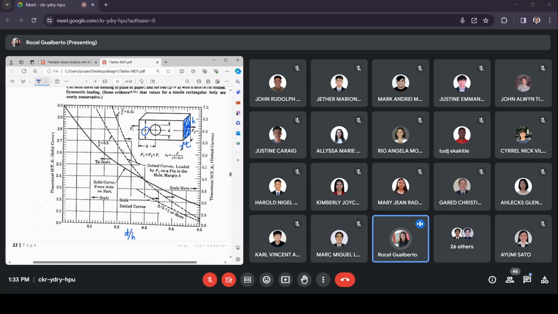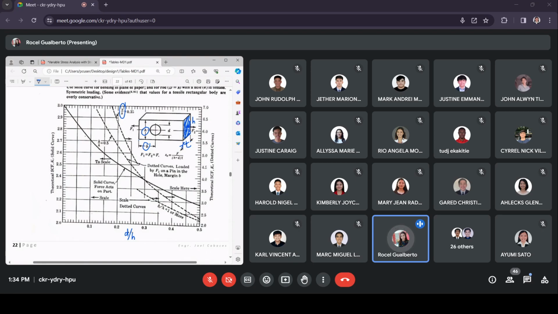The curves here pertain to the dotted, or dashed, ones. You have here the ratio b over h. b would be the distance from the center of our hole to the leftmost part. Then divide that by h, which is the height of your flat plate. So you need to obtain b over h first to see which among these curves will be used.